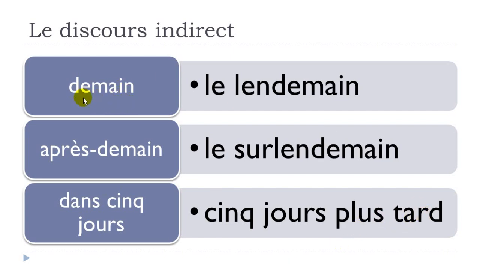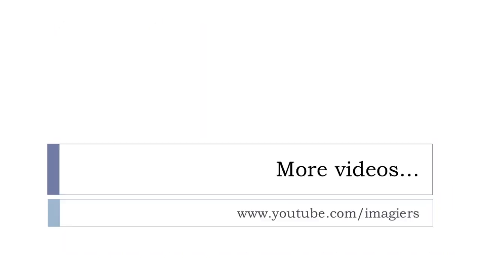Okay, so keep in mind that demain will become le lendemain if you change your structure into this discours indirect. Après-demain will become le surlendemain, and then dans 5 jours, in 5 days, will become 5 jours plus tard, 5 days later. Okay, that was it. It was simple and short, and I hope it was clear.